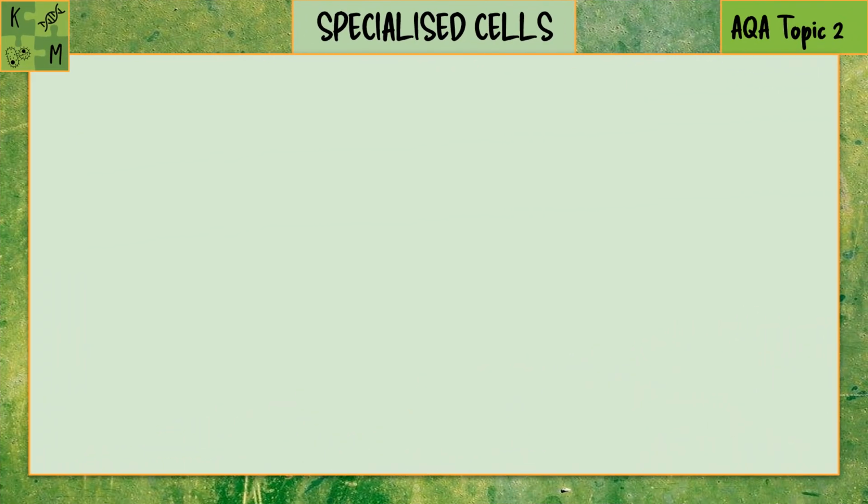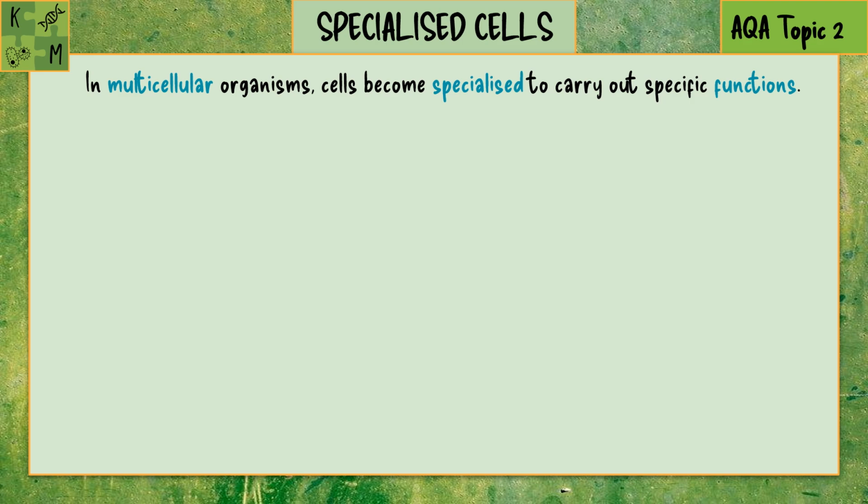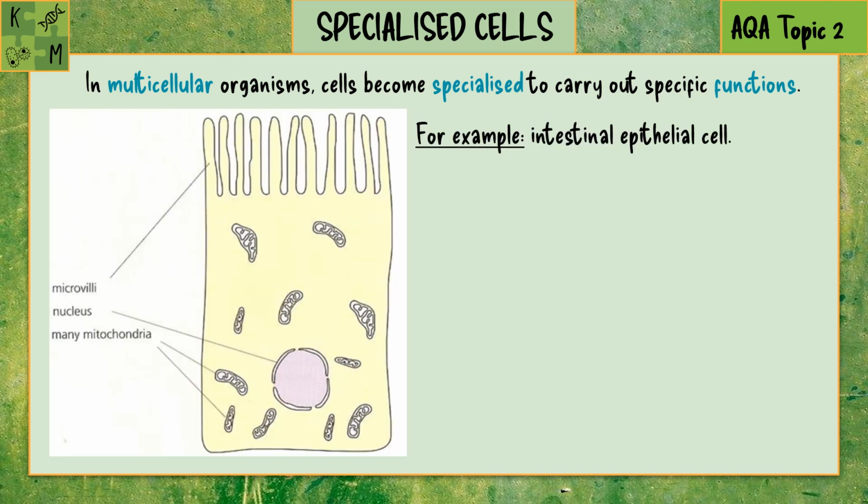So in the exam, you may be asked to interpret specialised cells, so how are they good at what they do? How is their structure suited to their function? So we find specialised cells in multicellular organisms. All the cells can't be the same because they're all fulfilling a different function, so they need to be structured slightly differently. So we're going to look at an example of the intestinal epithelial cell.